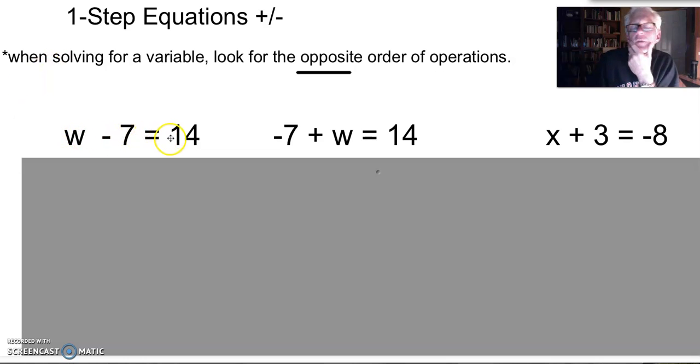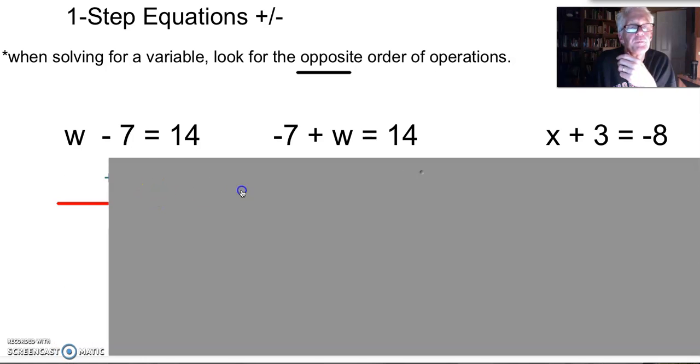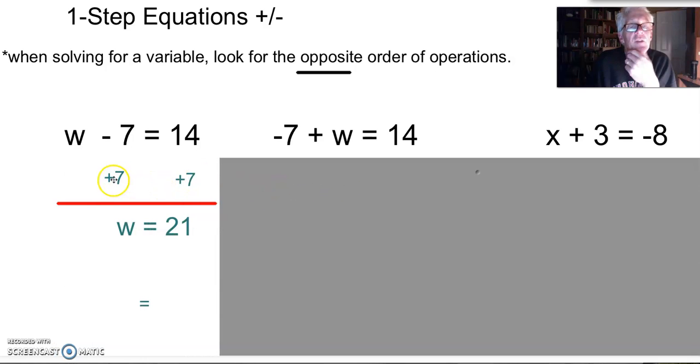W minus 7 equals 14. We want to find out what number can take the place of W. To do that, we need to get the W by itself. So we can move this 7. We don't really move it, we add 7 to both sides of this equal sign, because the 7 is being subtracted, so we do the opposite by adding it. When we add 7 to both sides, you add 7 here, and you add 7 there.